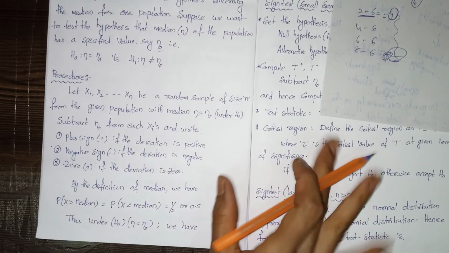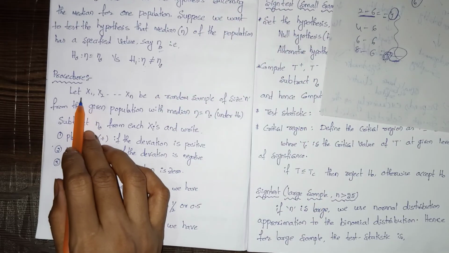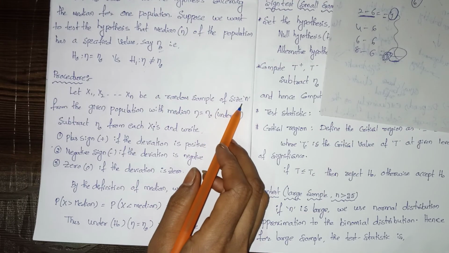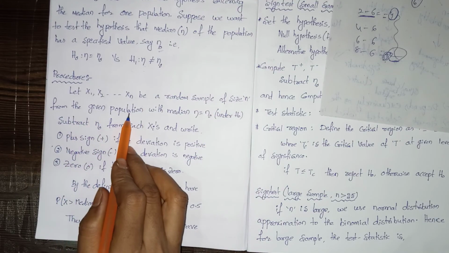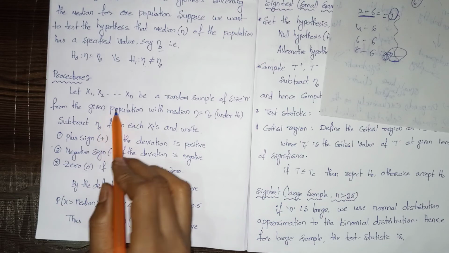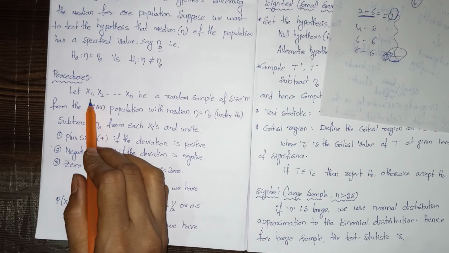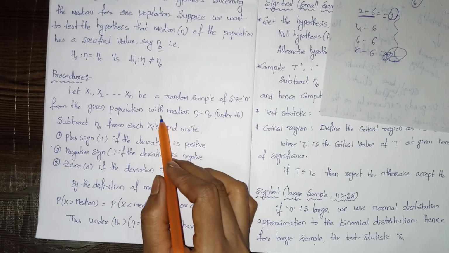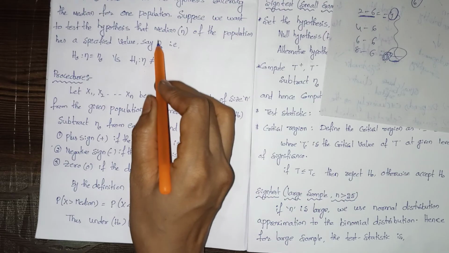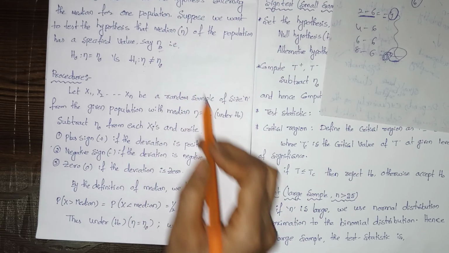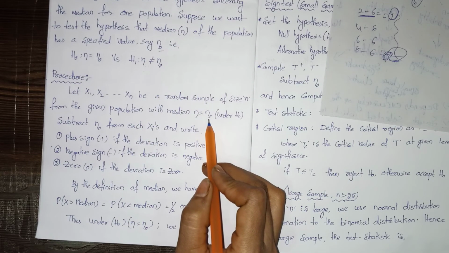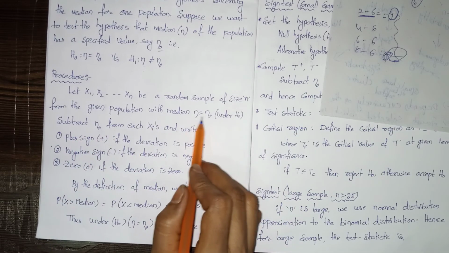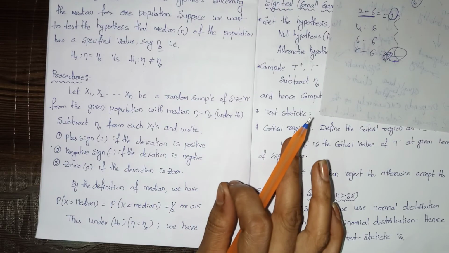Now we'll see the procedure, how we do this. Let x1, x2 and so on up to xn be a random sample of size n from the given population. So from the population we have collected a sample, and those observations are x1, x2 and so on up to xn, with median denoted by eta. So eta equals eta 0 under the null hypothesis.